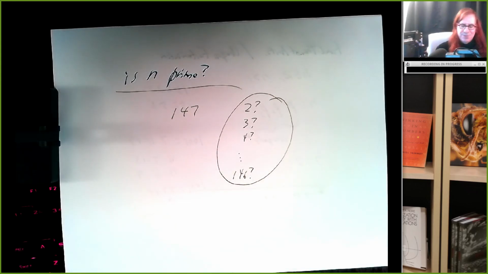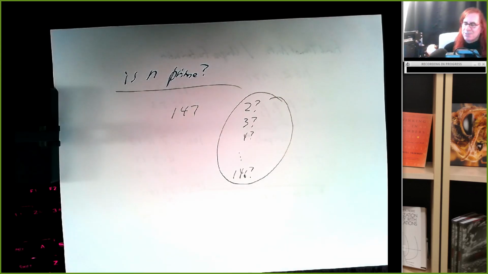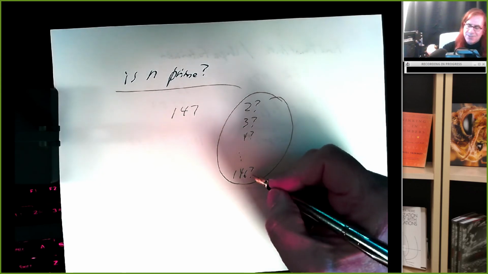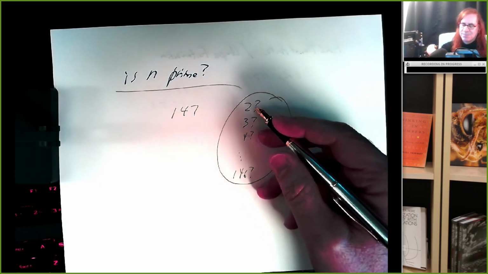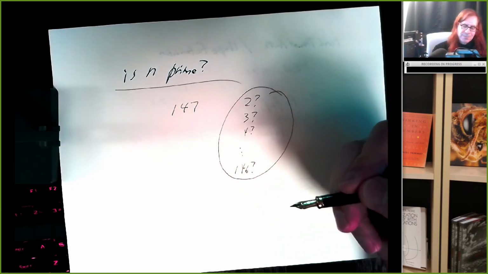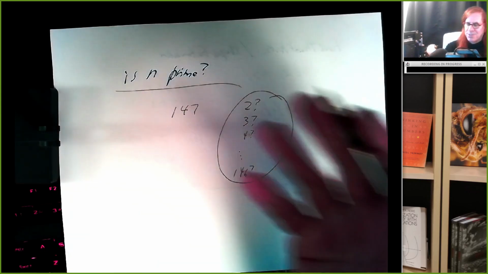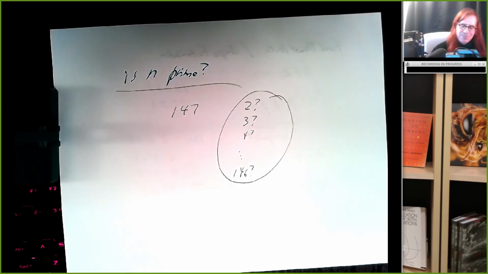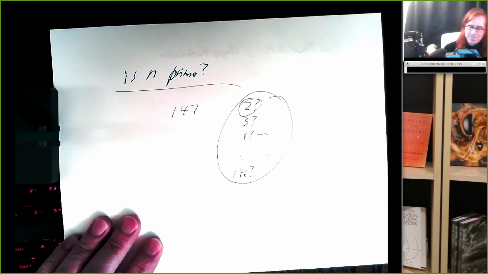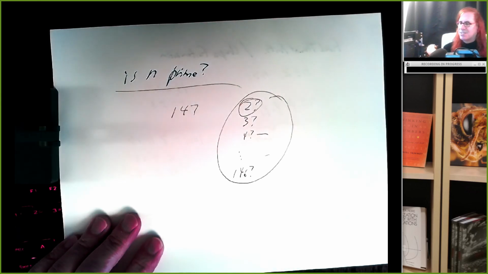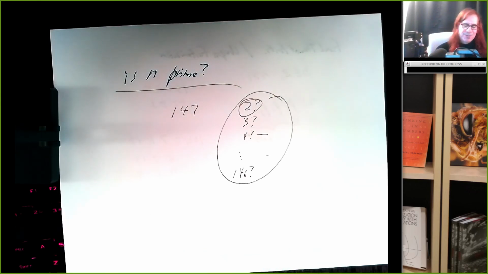And then, as you just said, we don't actually have to go all the way up to 146. We only have to go up to the square root of our number. Because if it's divisible by something larger than the square root, it's also divisible by something smaller than the square root. And so we would only have to go up to about 13. And we don't have to try dividing by any even numbers other than 2. And so we really just need to check odd numbers up to and including the square root.